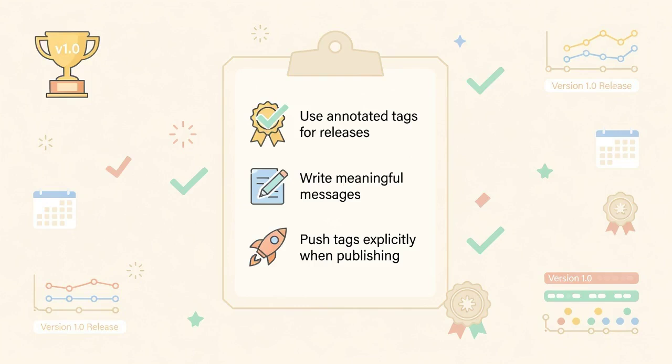Always use annotated tags for releases, write a meaningful message explaining what the version contains, and push tags explicitly the moment you're ready to publish. Never assume they'll travel automatically with your commits.